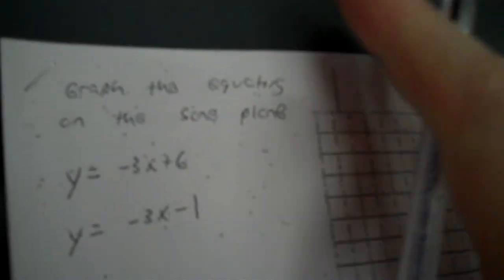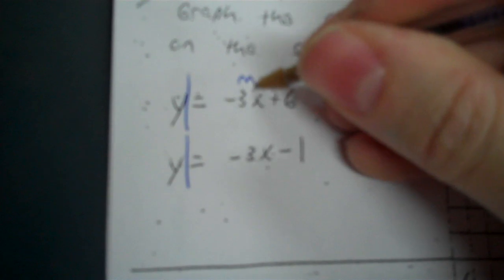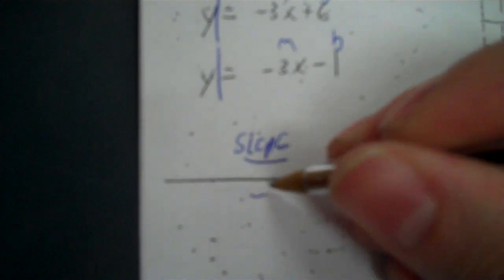Okay, parallel perpendicular lines. I want you to take these two equations and graph them on the same coordinate plane. The y's are by themselves in both of them, so you have your m and b. Remember, m is your slope and b is your y-intercept. In the first equation we have a slope of -3 and a y-intercept of +6.